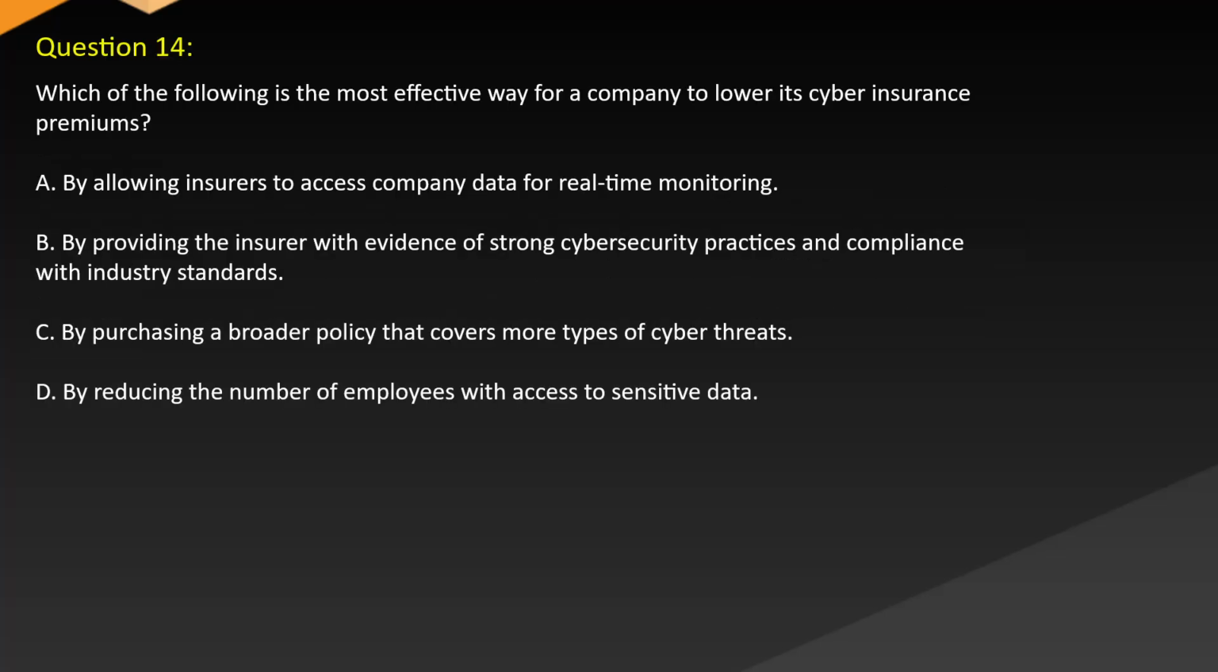Question 14. Which of the following is the most effective way for a company to lower its cyber insurance premiums? A. By allowing insurers to access company data for real-time monitoring. B. By providing the insurer with evidence of strong cybersecurity practices in compliance with industry standards. C. By purchasing a broader policy that covers more types of cyber threats. D. By reducing the number of employees with access to sensitive data.